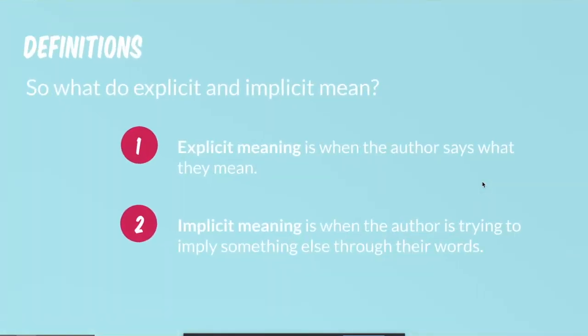So what exactly do explicit and implicit mean? An explicit meaning is when the author says what they mean. They exactly state exactly what they're trying to say. They're not trying to hide anything. It is what they say. Whereas an implicit meaning is when the author is trying to imply something else through their words. So what they're saying.